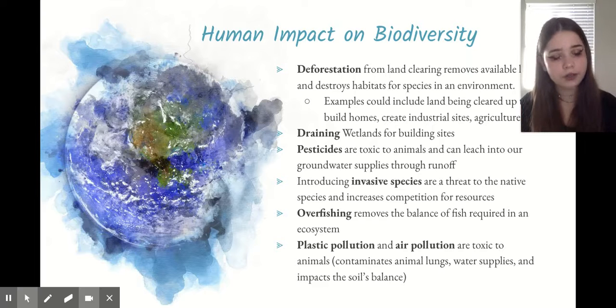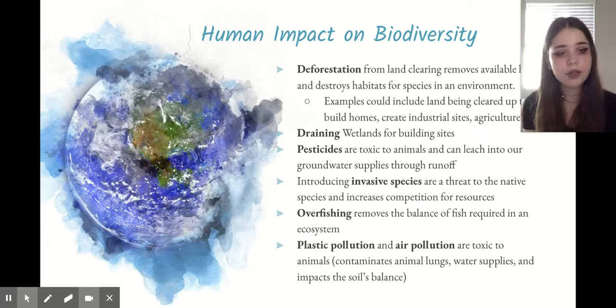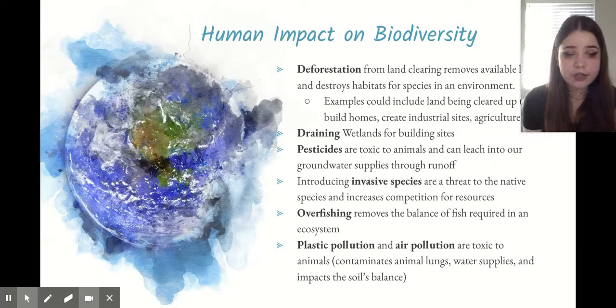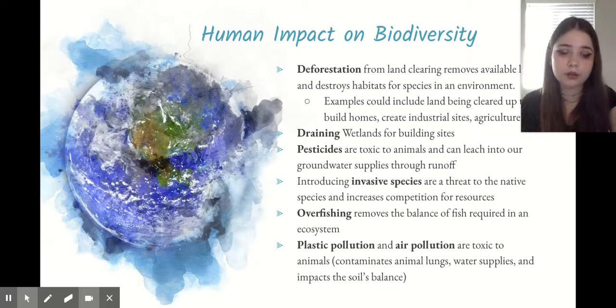You guys have learned through the healthy plate unit or your diet unit that it's really important to have a balance of nutrients. And if you're consuming plastics, you're not getting any of those nutrients. So this is why it's really important for us to look at our impacts and try to make things better and sort of reverse our impact on biodiversity by adopting sustainable practices.